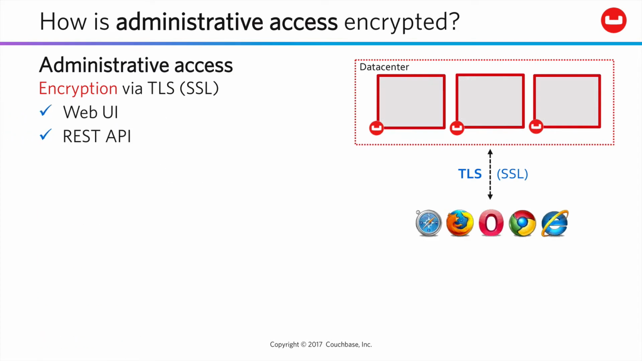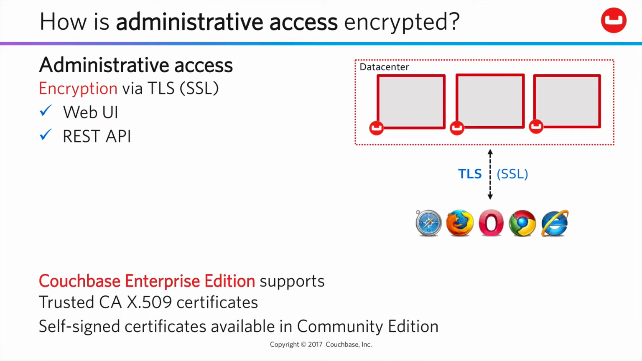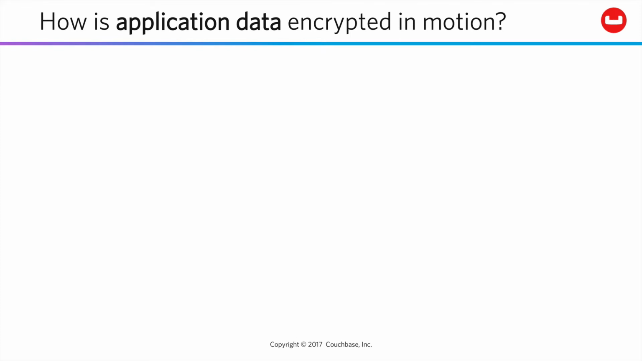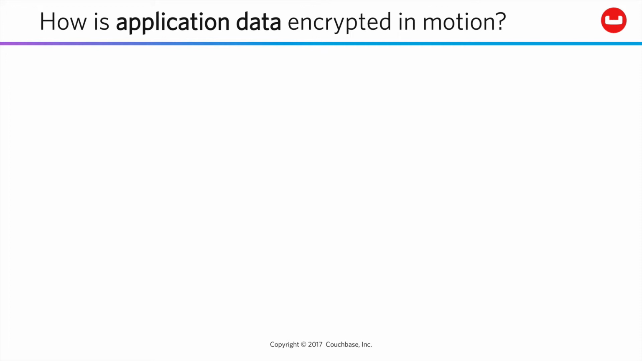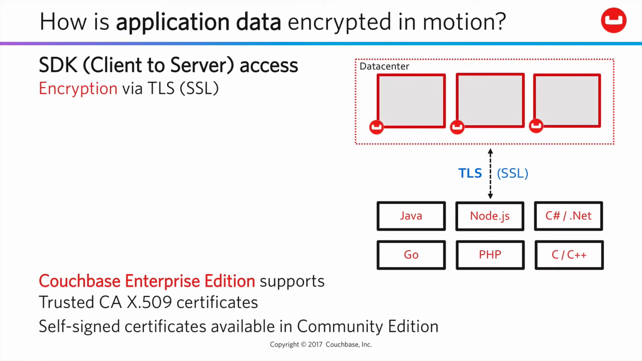We secure administrative access for our comprehensive REST API, and in turn our web UI, which is just an implementation of our REST API, using SSL encryption on the wire. In our Enterprise Edition, we support Trusted Certificate Authority X509 certificates for this encryption, or self-signed certificates if you're using the Community Edition. XDCR connections are likewise SSL encrypted with X509 certificate support if you're using Couchbase Enterprise Edition. Continuing with this theme, SDK connections are similarly SSL encrypted with certificate support when using Couchbase Enterprise.